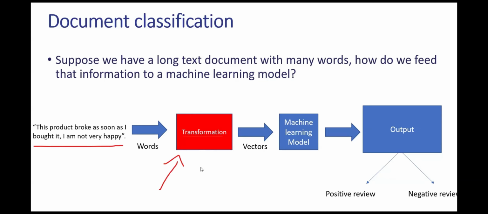So here in this part, the words are converted into a format that the machine learning model can understand. This transformation step typically involves converting the words into numerical vectors, which represent the text in a way that allows the model to process it mathematically. Because think about it, the computer can't really understand just from the words. It doesn't understand what the word product means. It doesn't understand the word broke. So what you would do is you'd want to convert these words into some sort of numerical format.